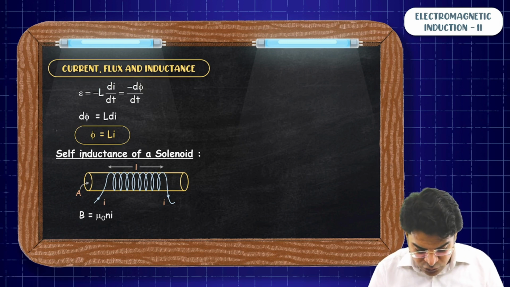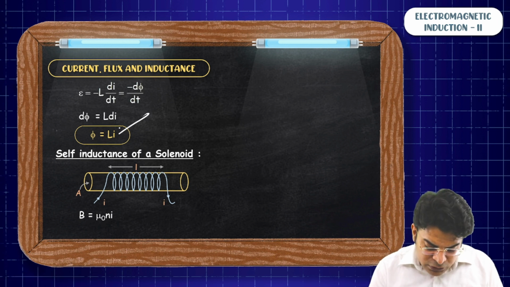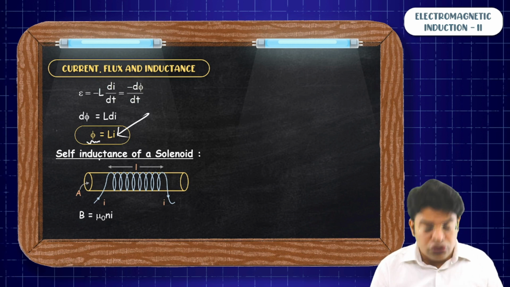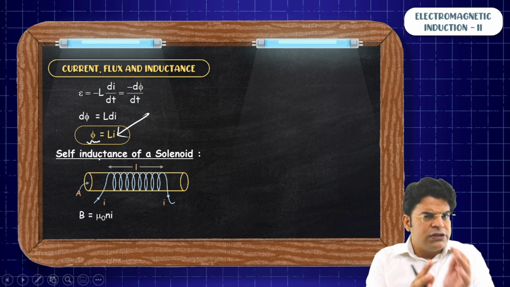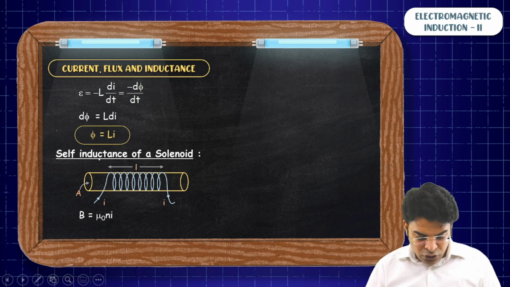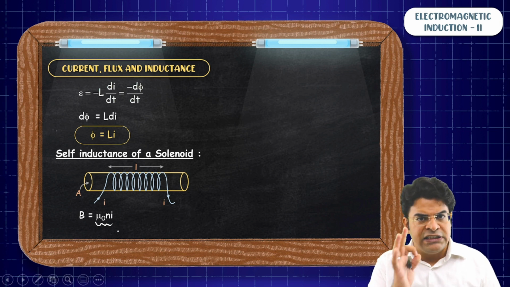What is our mission? The mission is to find the inductance of the solenoid. Sir, how do you wish to do it? I will assume that some current I flows through it, and then I will find the flux linked with the solenoid due to this current, and the flux linked equals something times I, and that something is the inductance. So when a current I flows through the solenoid, a magnetic field μ₀nI is created inside it.